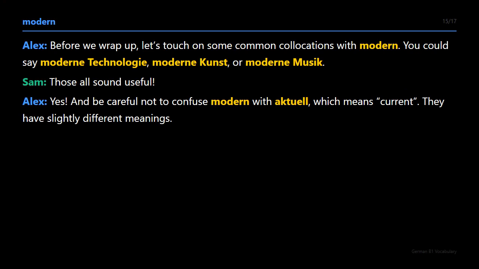Yes. And be careful not to confuse modern with aktuell, which means current. They have slightly different meanings.